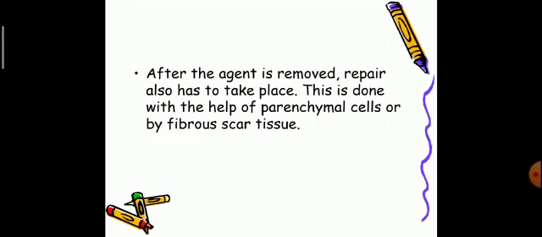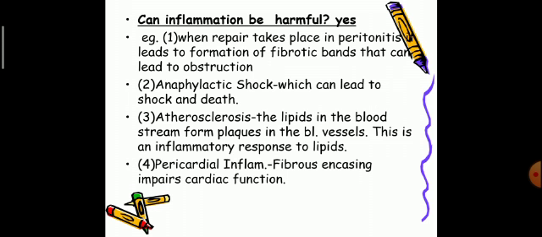After the agent is removed, repair also has to take place. This is done with the help of the parenchymal cells or by fibrous scar tissue. Now, can inflammation be harmful? Yes, of course, inflammation can be harmful in certain conditions. Like when repair takes place, peritonitis leads to the formation of fibrotic bands and then can lead to obstruction. Anaphylactic shock, that is very important, can be the cause of shock and death.